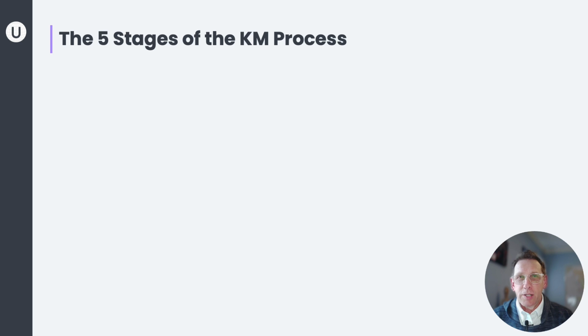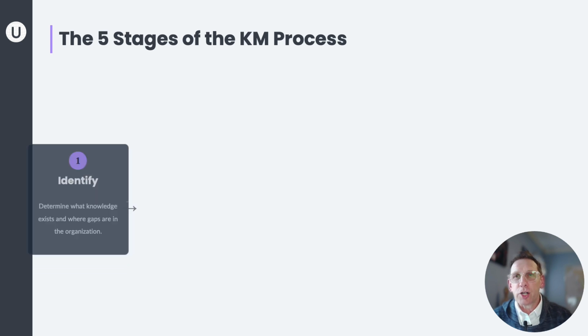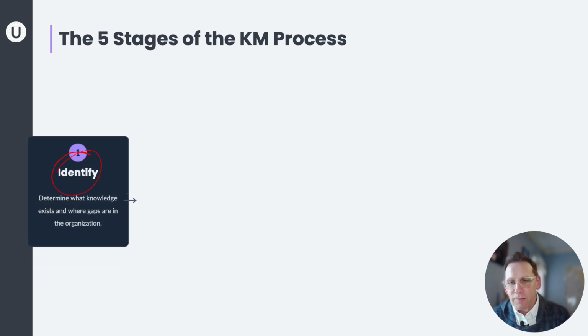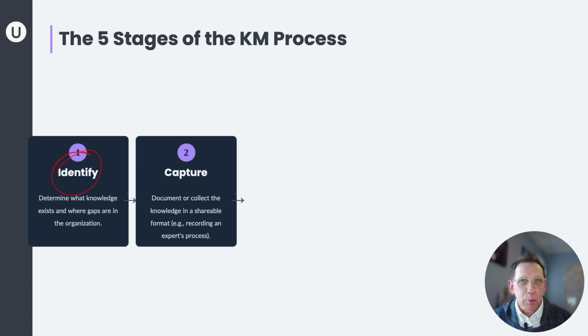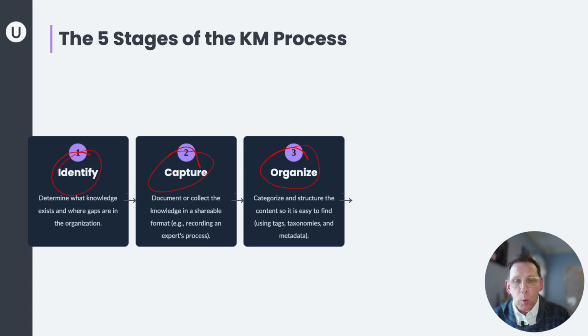There are five stages of the KM process. The first is to identify. This is determining what knowledge exists and where the gaps are in the organization and in that information. Next is capturing that information, where you're documenting or collecting the knowledge into a shareable format, like recording an expert's process.